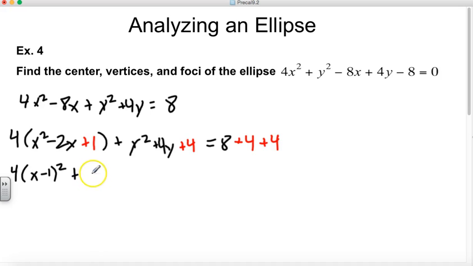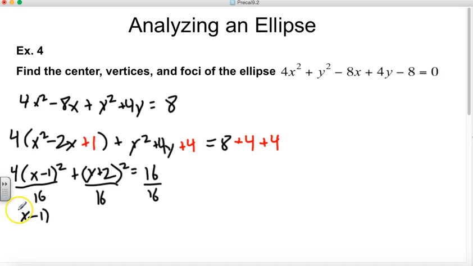And then right here we've got half of 4 is 2, so it'll be y plus 2 squared equals 8 plus 4 is 16. Now to get it in standard form, we need to divide everything by 16. So that gives us x minus 1 squared, 4 over 16 is 1 over 4, and then we've got y plus 2 squared over 16 equals 1.